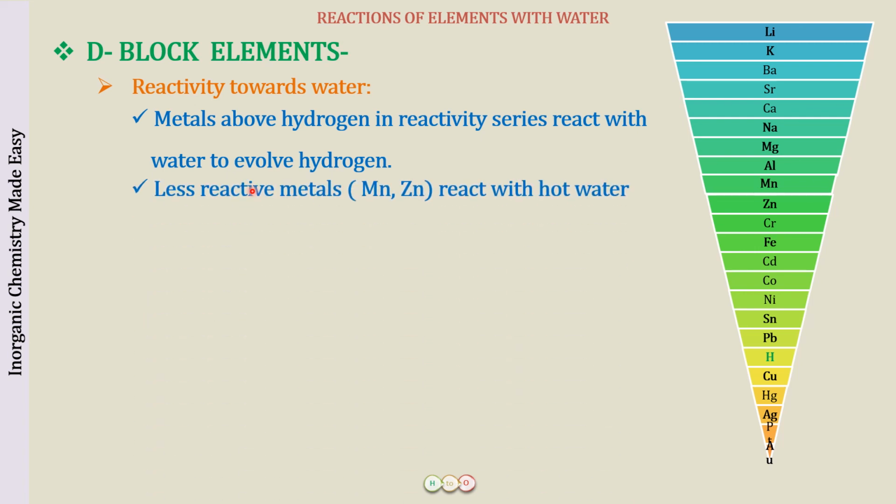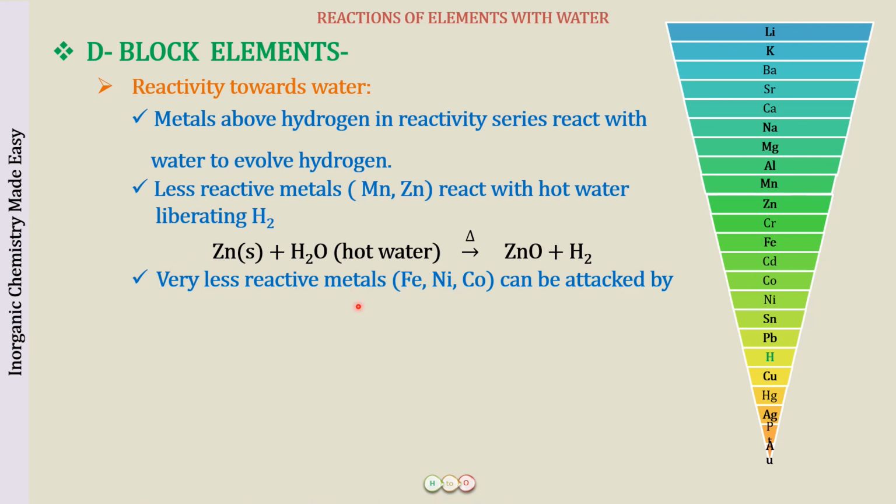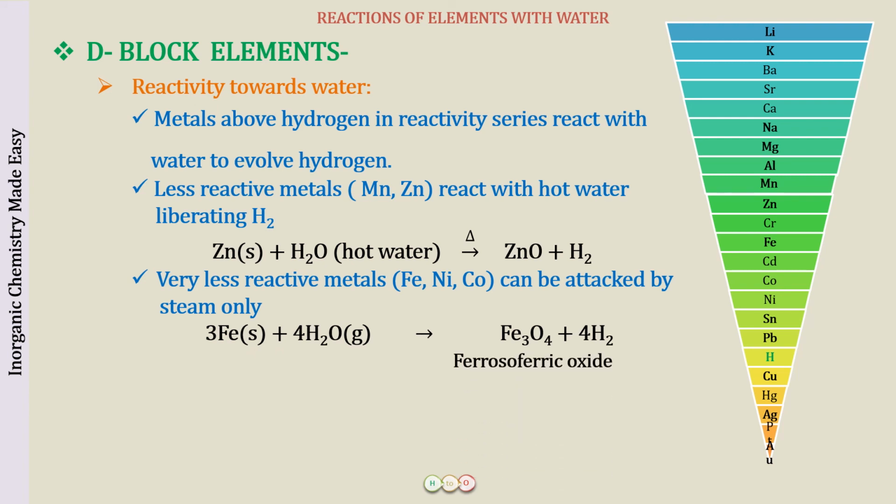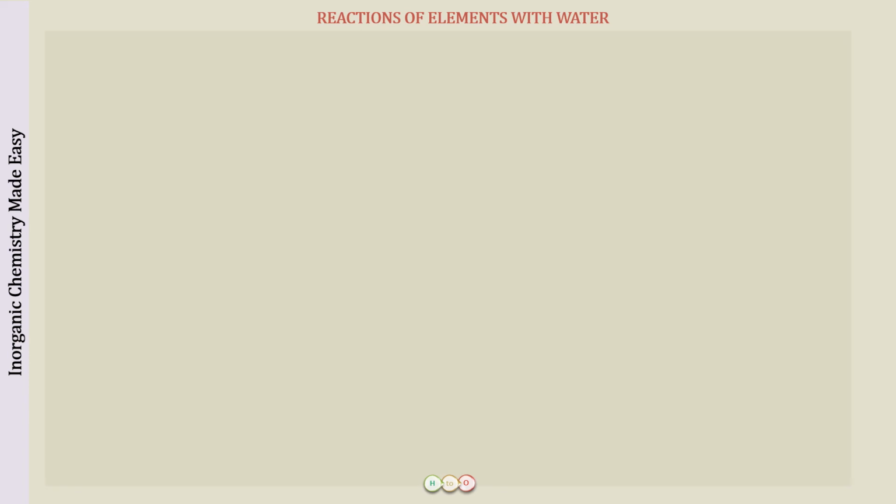Okay, so the less reactive elements like manganese and zinc will be reacting with hot water, liberating hydrogen gas. For example, zinc, when reacting with water, will be producing zinc oxide and hydrogen. And very less reactive elements like iron, nickel, cobalt will be attacked by steam only. The reaction, very important for you, is the reaction of iron with water producing Fe3O4 along with hydrogen, where Fe3O4 is ferrosoferric oxide, and ferrosoferric oxide is a magnetic oxide. So this is what you have to remember for the D block elements.